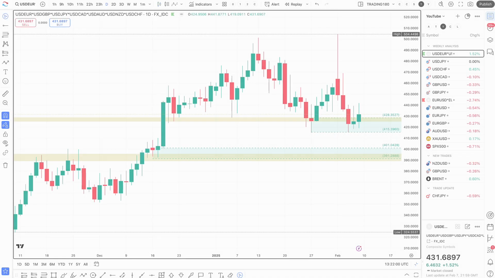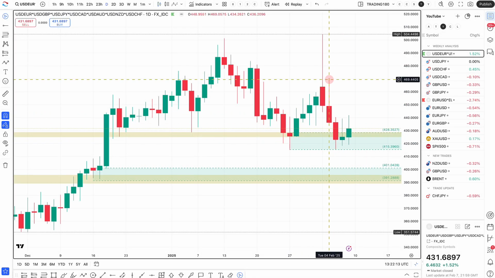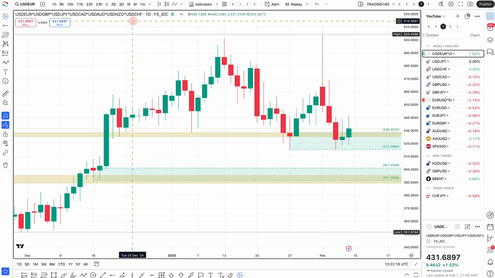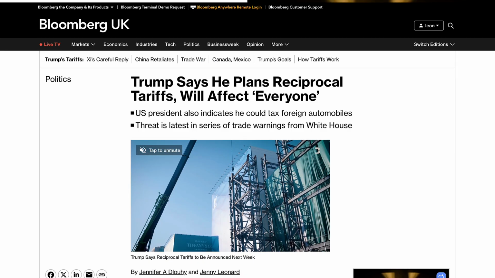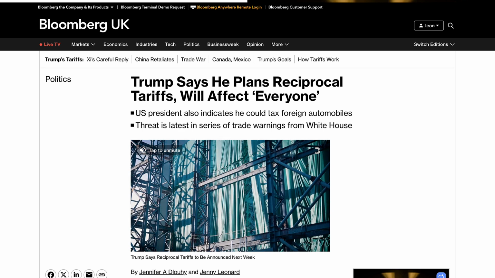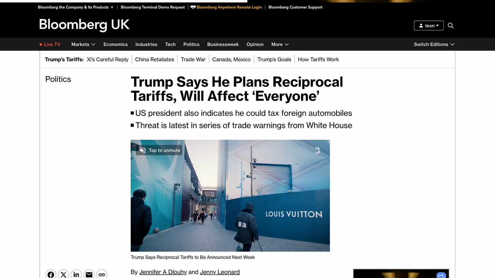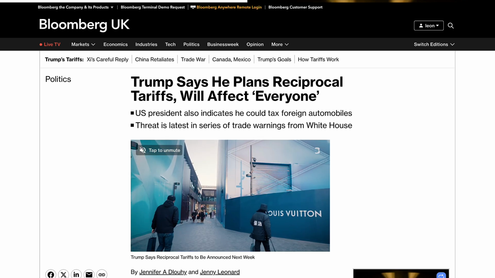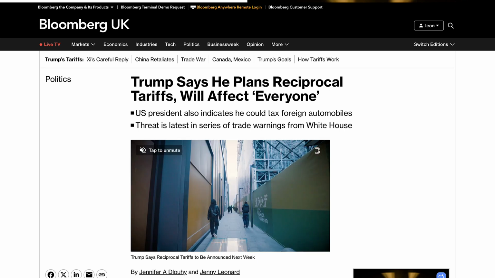So, getting into some of the technicals and this week's fundamentals. Starting off on the equally weighted dollar index, the dollar overall has pulled back a bit, right? The narrative at the moment is being driven by Donald Trump and trade tariffs. Trump says he plans reciprocal tariffs that will affect everyone. The US president also indicates he could tax foreign automobiles. The threat is the latest in a series of trade warnings from the White House.